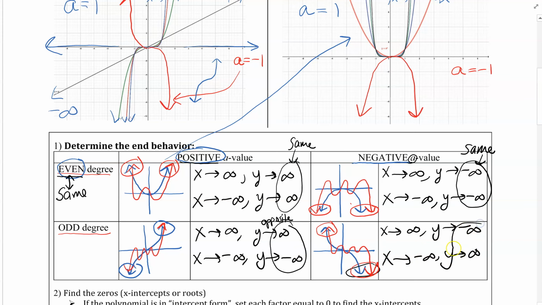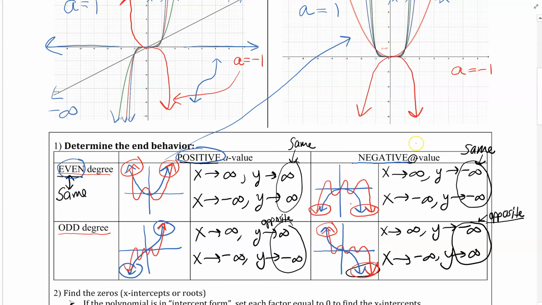And again, since the degree for this was odd, these end behaviors over here, the degree was odd, the degree for this was odd, so the end behaviors will be opposite. The arrows on the graphs will be pointing in opposite directions.